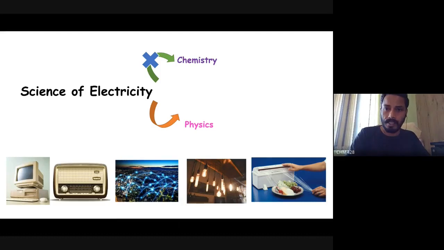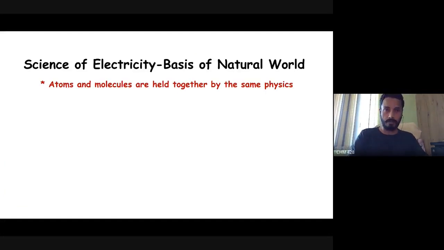And this physics is also the basis of the natural world. For example, if you take a zinc rod and apply an electric field to that zinc rod, you can dissolve zinc 2 plus ions from the lattice into the solution. That clearly tells you that the forces holding the zinc 2 plus ion in the lattice are electrical in nature. That is why you are able to remove them by applying an opposite electric field.